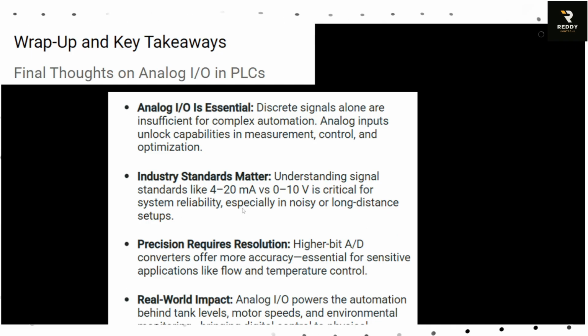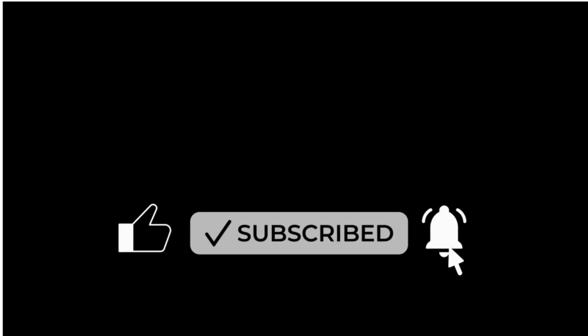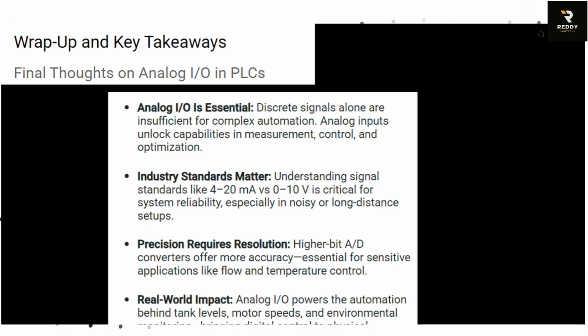To wrap up the first video, analog IOs are essential. Industry standards do matter: we have 4 to 20 milliamp and 0 to 10 volt. And precision requires resolution, so higher bit ADCs offer more accuracy. Real world impact: analog IO powers the automation behind tank levels, motor speeds, and environmental monitoring, bringing digital control to physical processes.